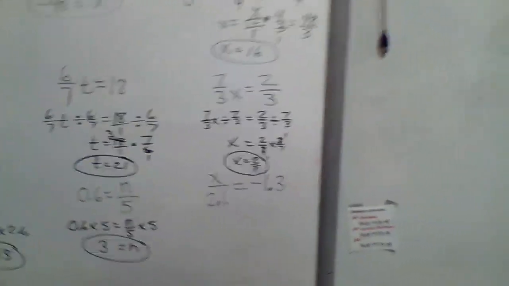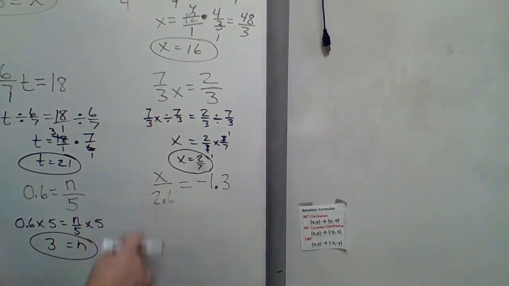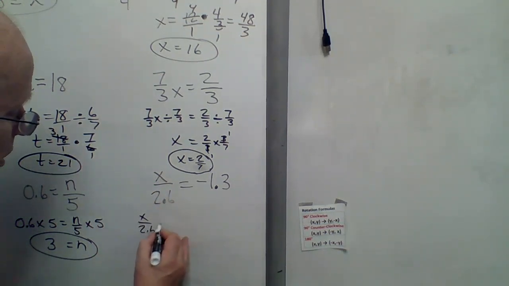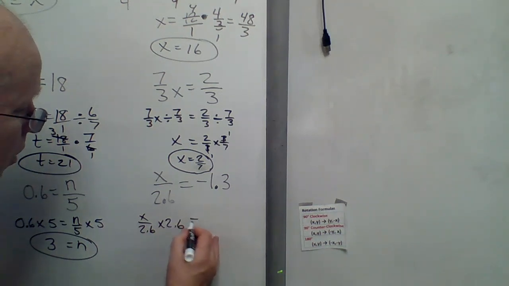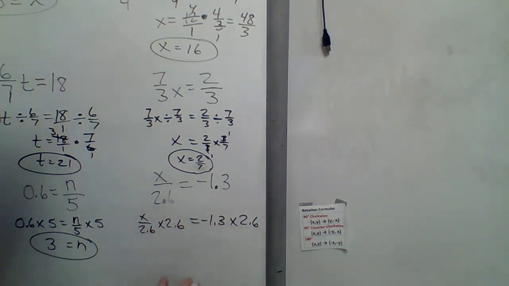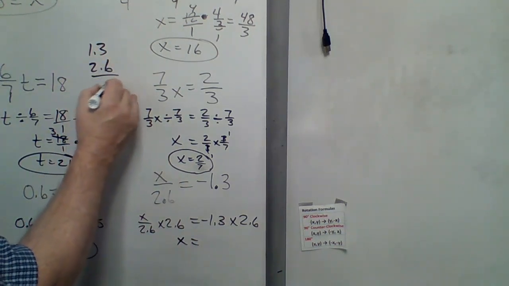And finally, my last problem. X divided by 2.6. How am I going to get rid of this 2.6? What's the opposite of dividing by 2.6? Isn't it multiplying by 2.6? And aren't I going to do that to both sides of the equation, giving me an x on this side, because these two cancel each other out, equaling whatever that is. And I don't have a clue what that is, so I'm going to have to do some multiplying here.